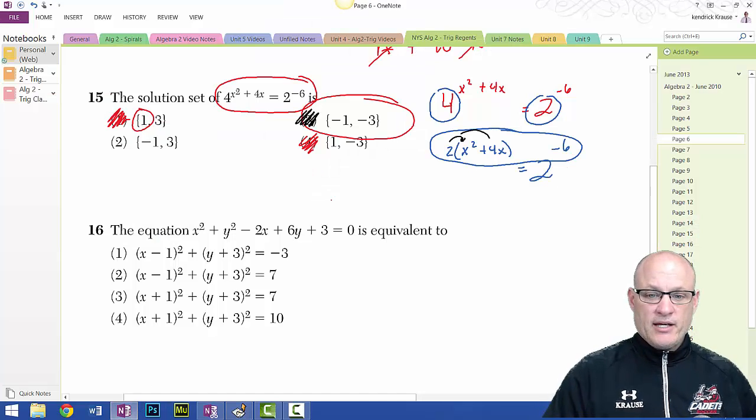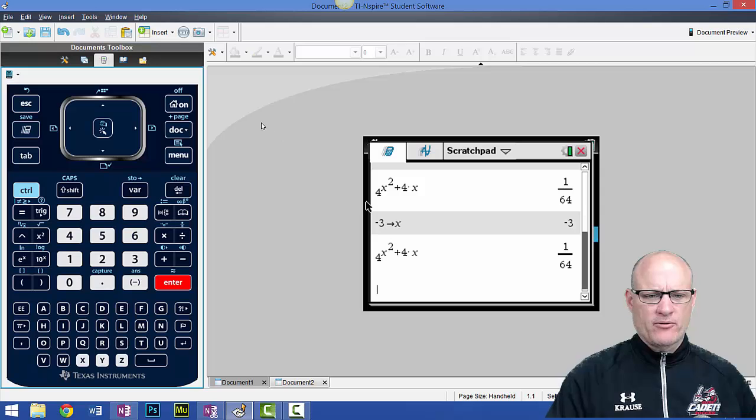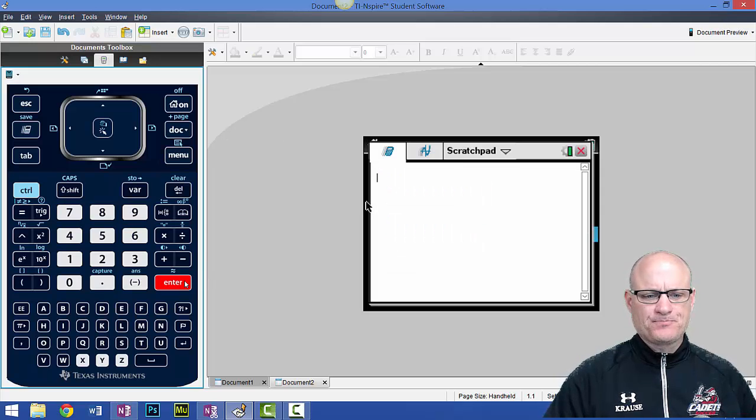Let's go back. If you remember correctly, we had a quadratic that was 2x squared plus 8x plus 6 equals 0, and I just factored that. Now, some of you hate to factor. So let me show you something you can do on the calculator. I'll probably put a little video on this one. Let me get rid of all my history. I like to get rid of history every once in a while.